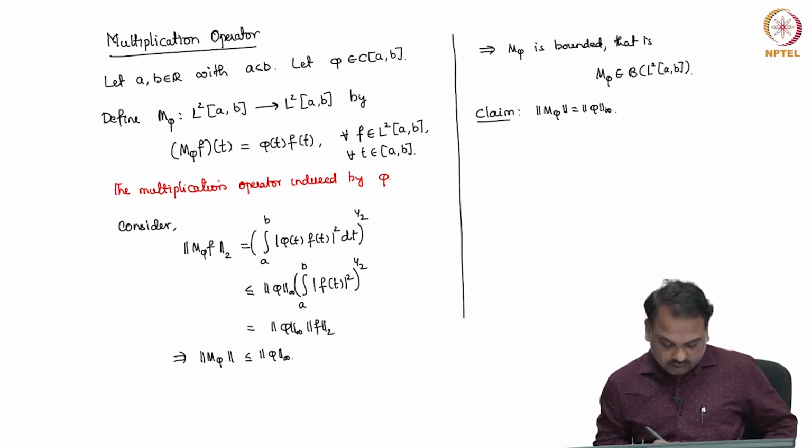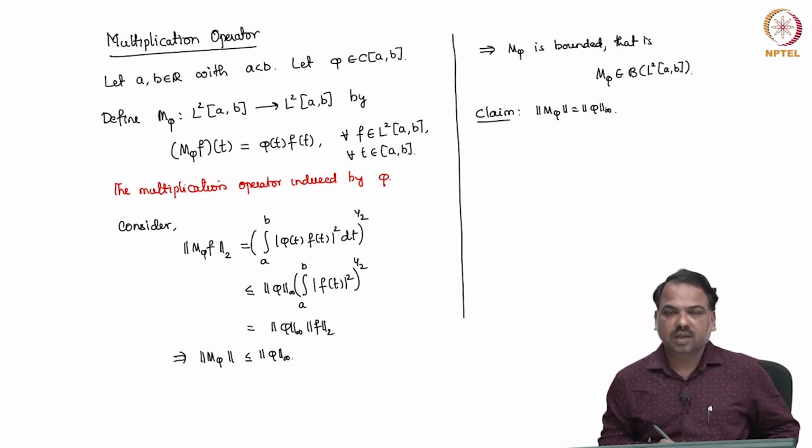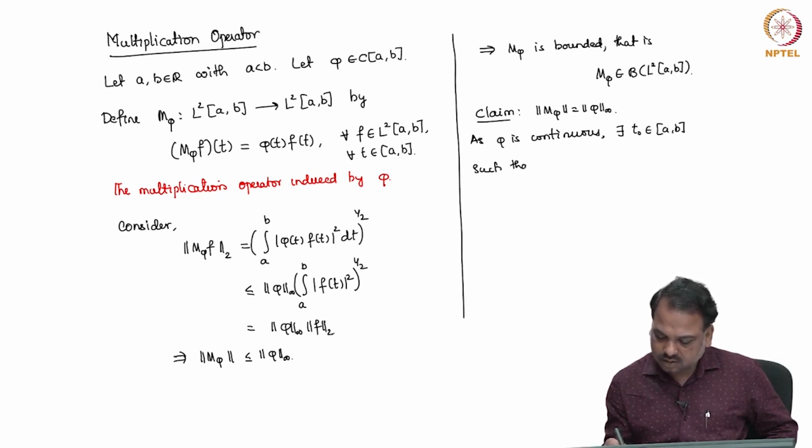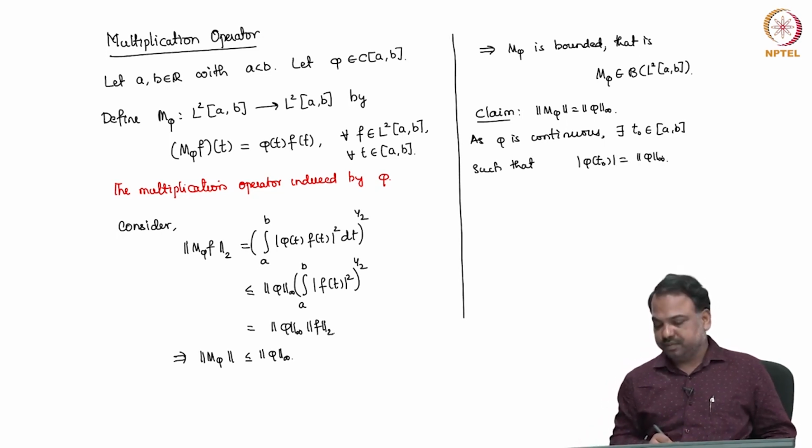Now since phi is continuous, it attains its maximum and minimum on the closed interval. So as phi is continuous, there exists some t naught in the closed interval a, b such that mod phi of t naught is exactly the sup norm of phi. This is possible.